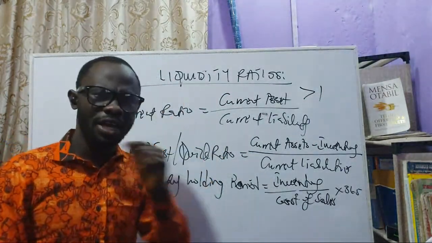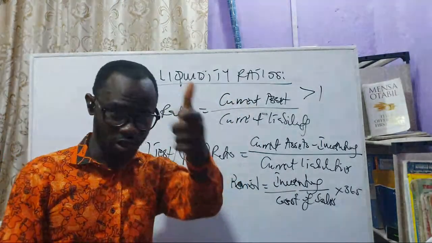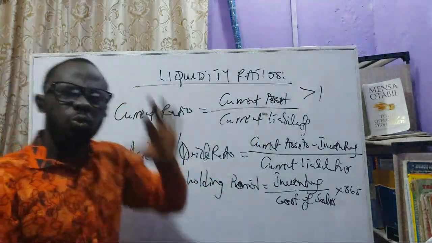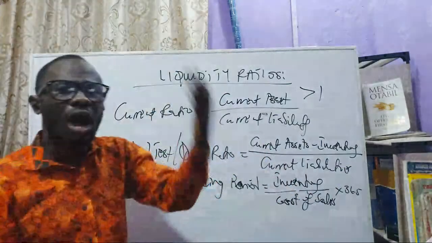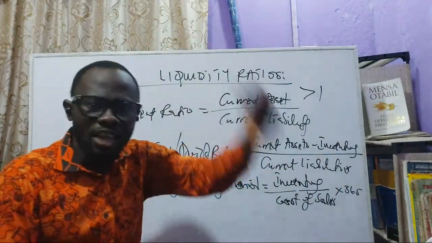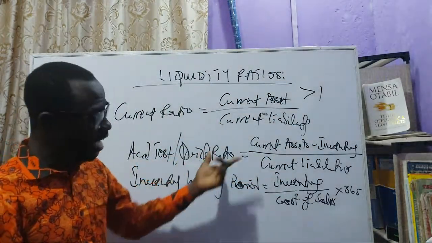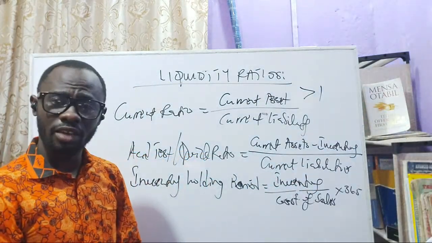But the big question we then ask ourselves is, now, you see, I'm giving you the interpretation, and that's where you have to catch very well. The next question you need to ask yourself is, why is the inventory taking longer to be sold? Why do we have a high inventory holding period? Why is it taking us a long time to sell the inventory?